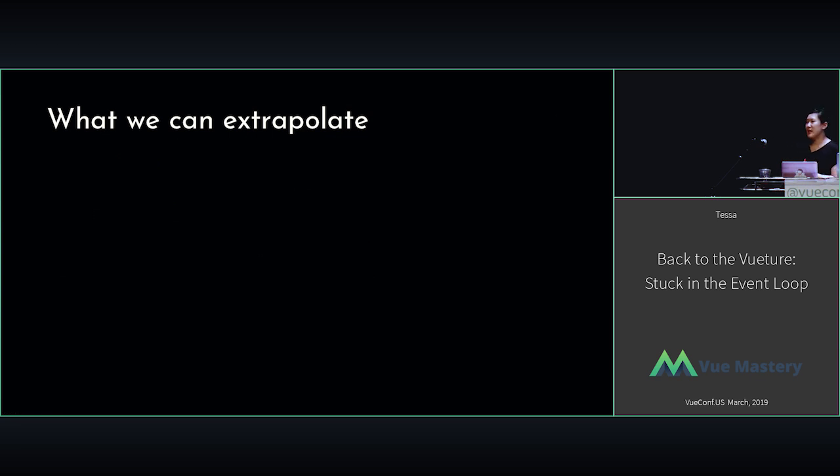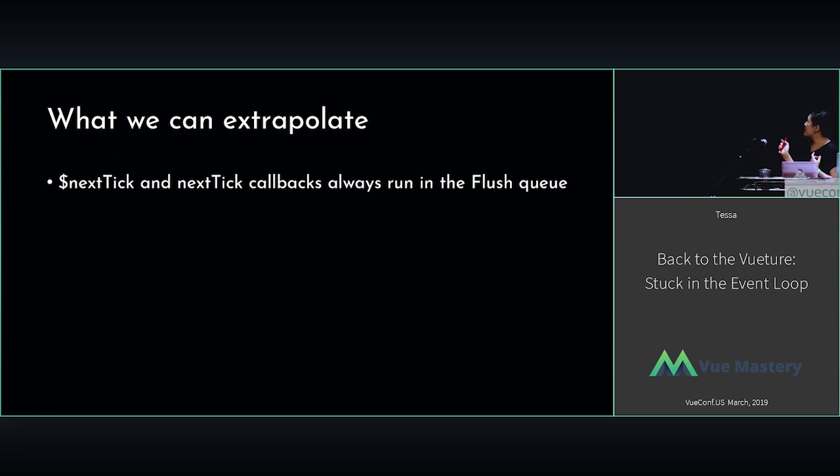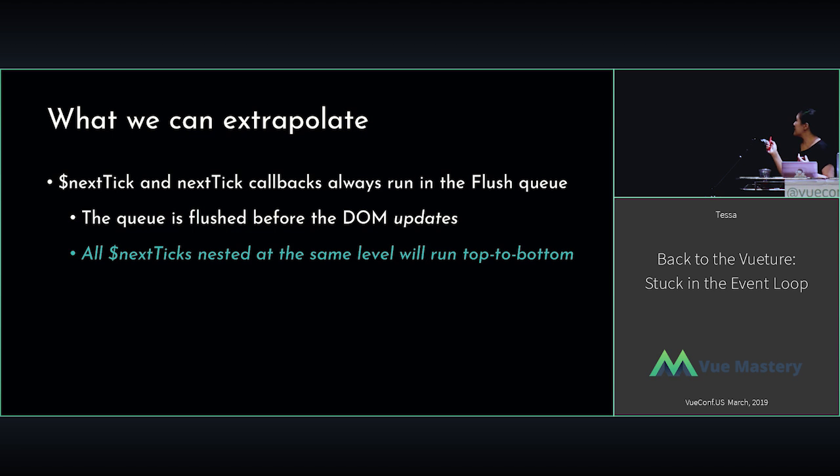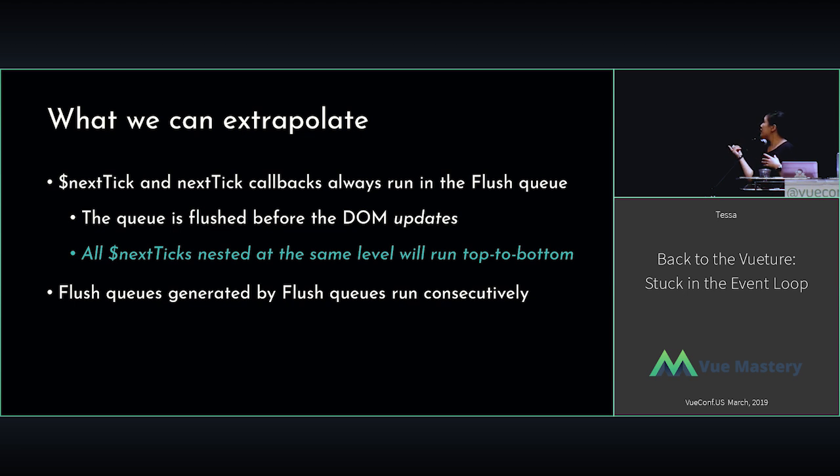So what we can extrapolate from these experiments is that $nextTick and nextTick callbacks always run in the flush queue. The queue is flushed before the DOM updates, but not necessarily renders. And all $nextTicks nested at the same level will run top to bottom, meaning, for example, if I had 3 root level nextTicks, then they're all going to go into the same queue. So that means that you could potentially overwrite changes that you did before with newer changes if they're affecting the same data. Flush queues generated by flush queues run consecutively. In other words, they're blocking, so don't put time-consuming methods in your $nextTick calls.